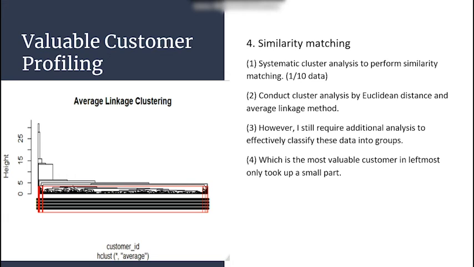This similarity matching makes it easy for us to understand the similarity and dissimilarity of customer value based on different purchase indicators. However, I still require additional analysis to effectively classify those data into groups. After clustering, we can see that the group of customer similarity matching has a two-level trend, in which the most valuable customers in the leftmost only took up a small part.